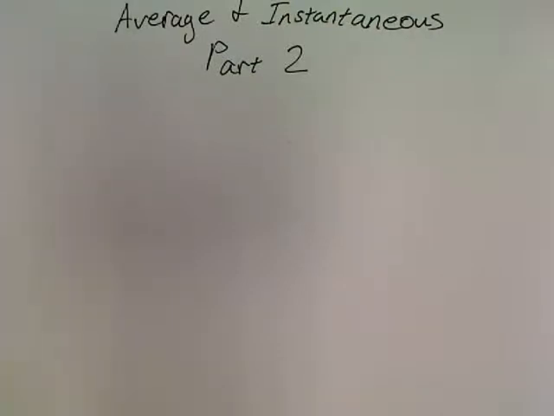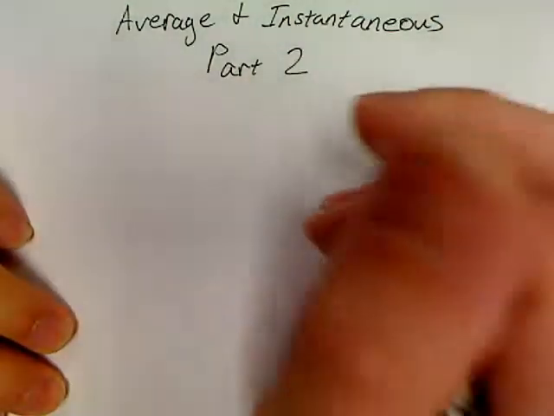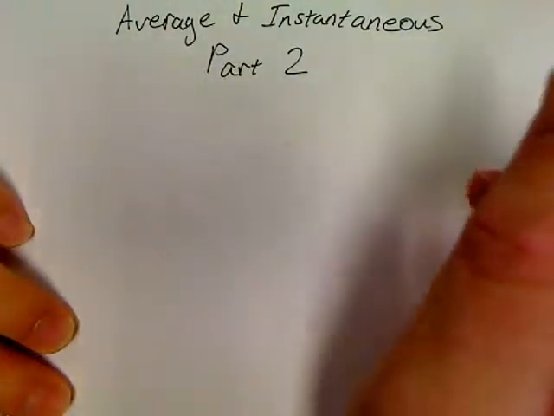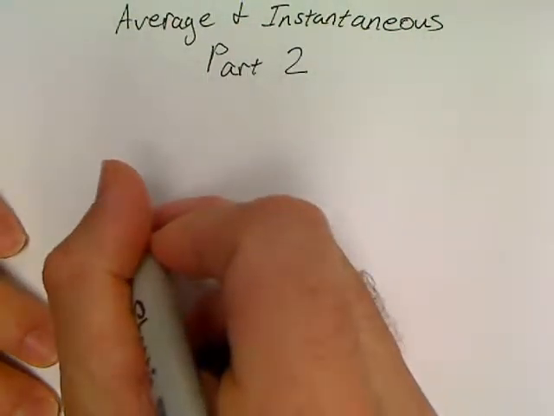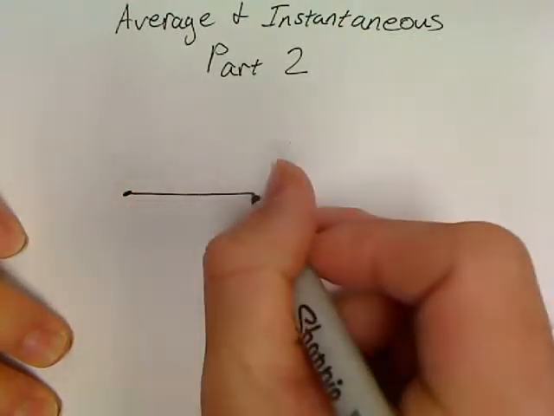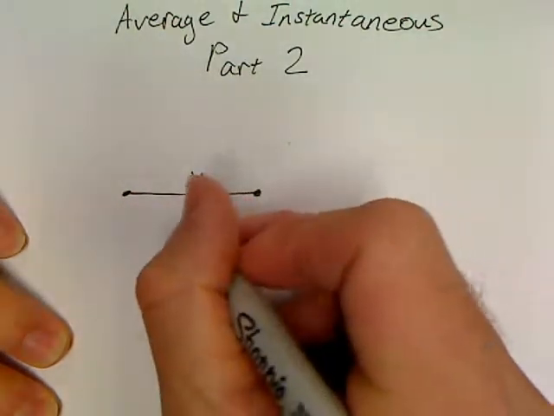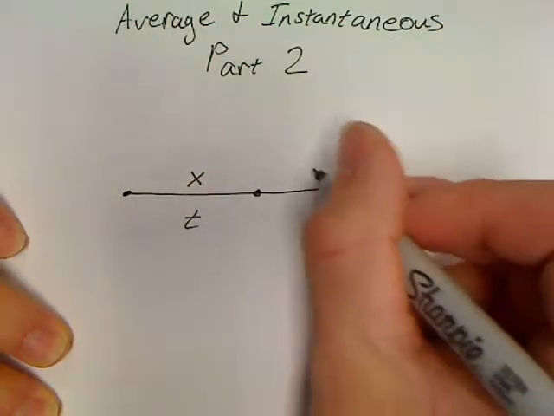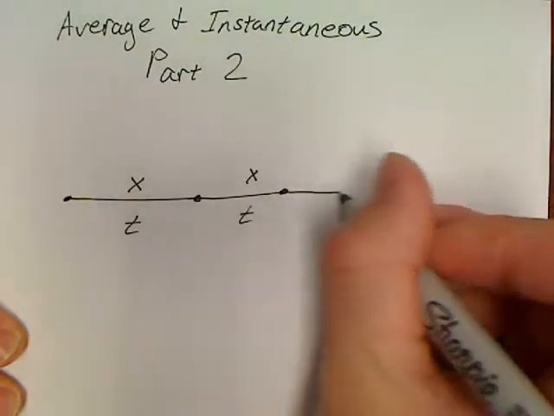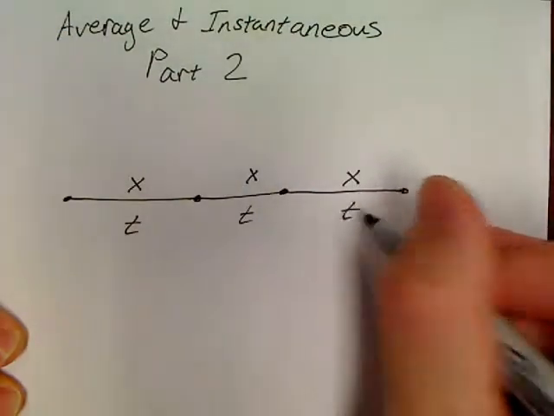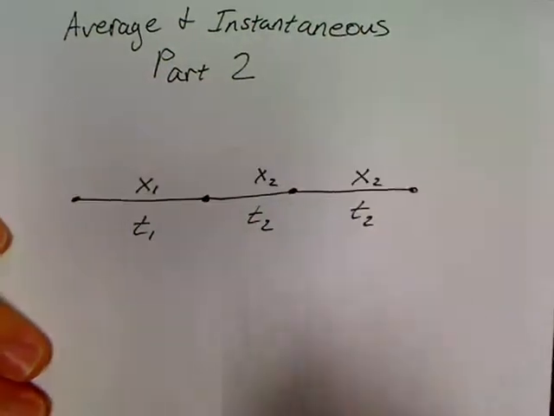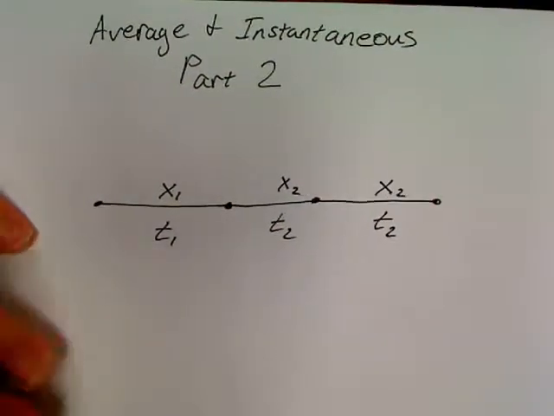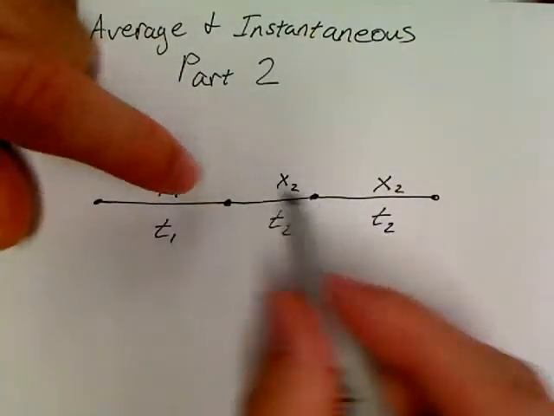Alright, here we're back with average and instantaneous velocities, part 2. Last time all we did was talk about average velocities. Now again, a very common average velocity question is a question that gives you multiple legs, and you have to figure out an x and a time, and it could have 3 different sections. You've got to figure out an x, and you could have a time for every single part.